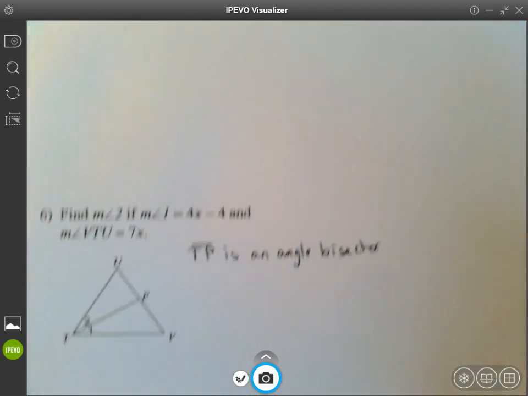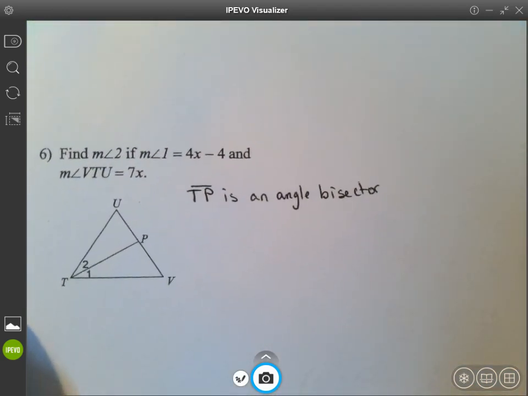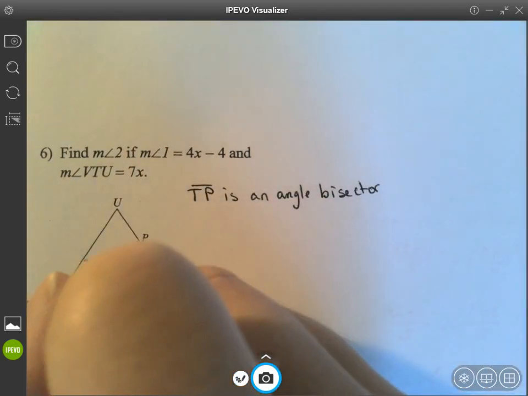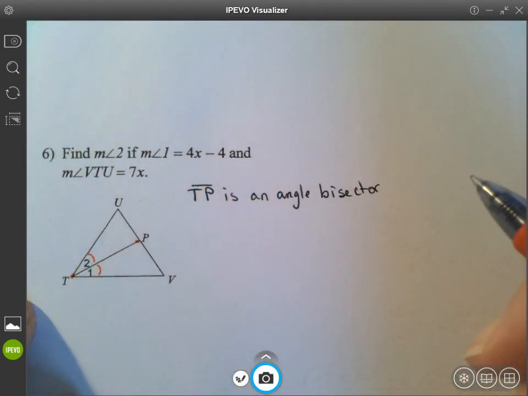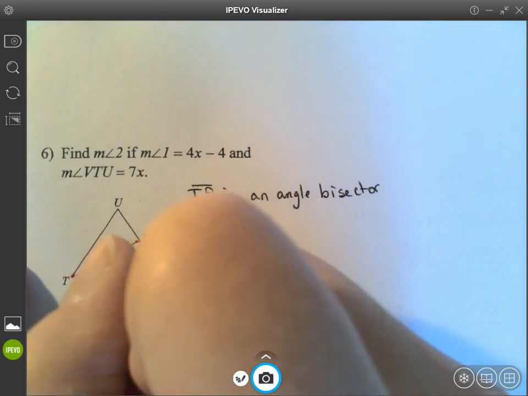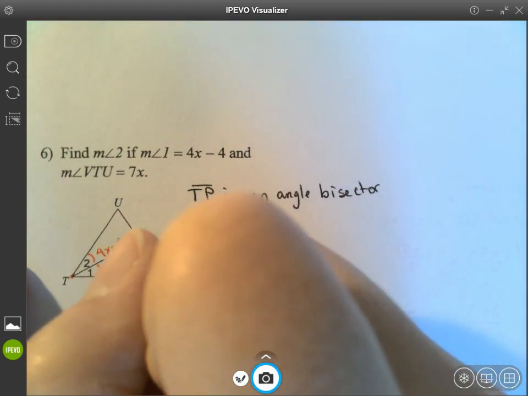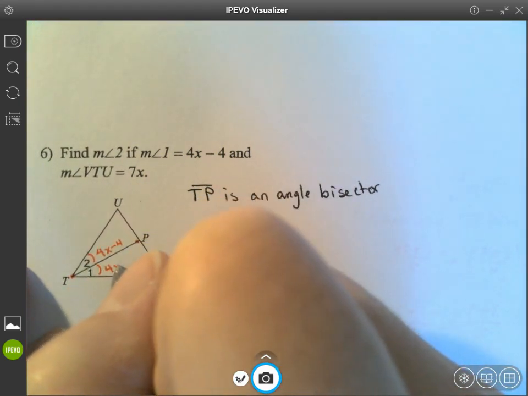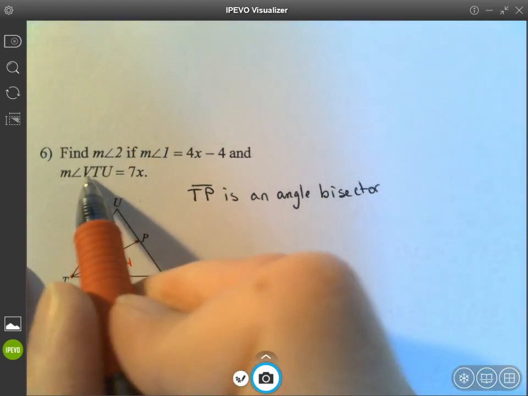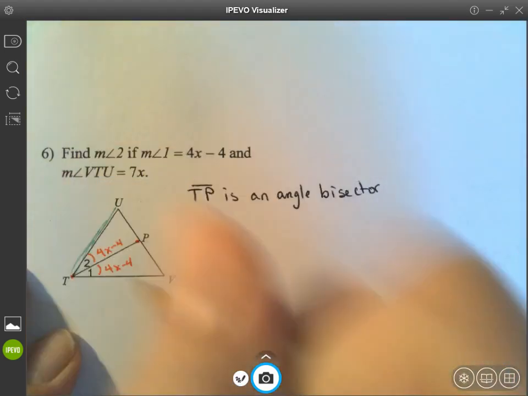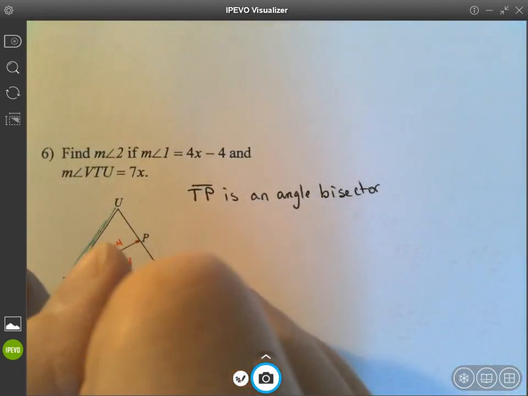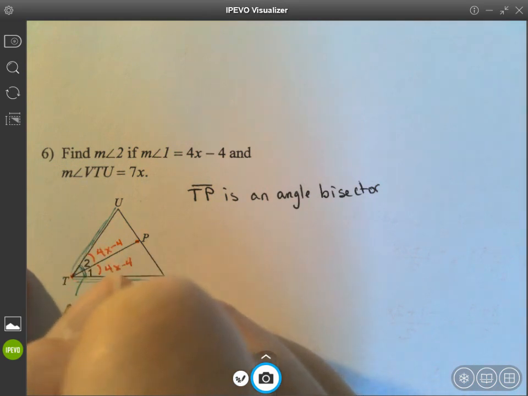Okay, last one. First of all, it tells us that TP is an angle bisector. So T to P means that angle 2 is congruent to angle 1. Now, the measure of angle 1 is 4x minus 4. That means this is also 4x minus 4 because they tell me VTU. VTU is the big angle. VTU is this angle out here, and this whole angle is 7x.